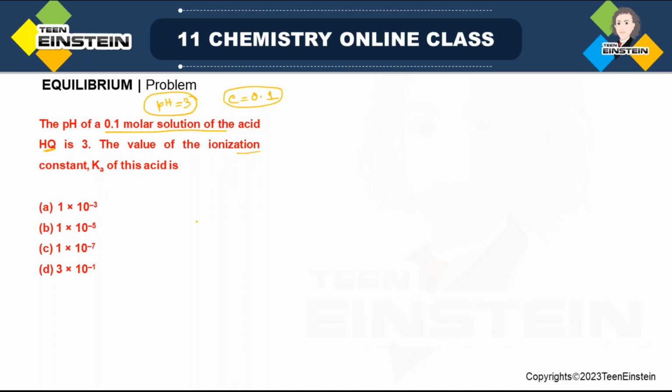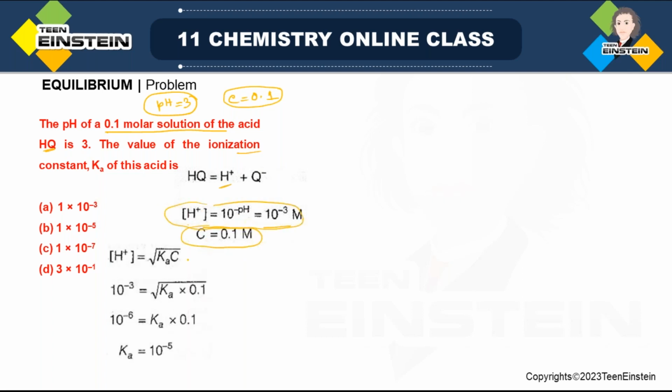So remember the expression, pH is given. So from pH you can calculate the value of H plus concentration. HQ will dissociate as H plus and Q minus, and H plus is 10 to the minus pH, that is 10 to the minus 3. And the C value is given. So once you know H plus and C, using the expression H plus is root over K into C, in place of H plus you put the value we have already calculated, and C is directly given in the question. So we can calculate the K value, which is 10 to the minus 5. So this should be the correct answer.